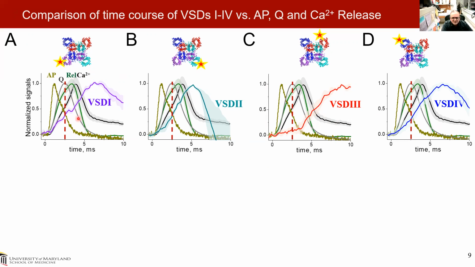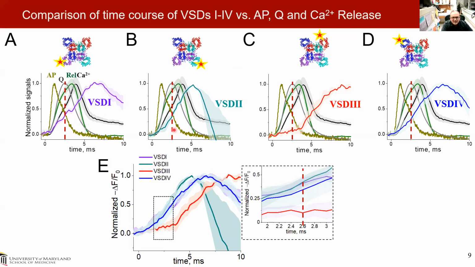Thus, a considerable fraction of the signal for each voltage sensing domain could not directly reflect activation of calcium release or charge movement. Yet, a substantial fraction of the signals for VSD1, 2, and 4, but not VSD3, overlap the rising phase of the charge movement, and even more for the calcium release, and those could reflect voltage sensor rearrangement and/or calcium release activation.